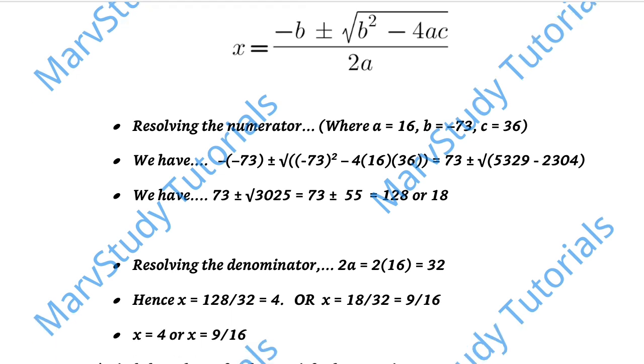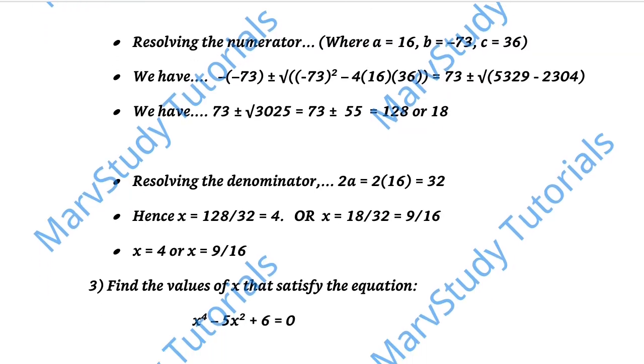Then we're going to take the last question, another way in which a function could be said to be quadratic-like. And it goes like this. Find the values of x that satisfy the equation x to the power 4 minus 5x squared plus 6 equal to 0. So to solve this equation, we need to do some form of substitution to get a resemblance of a quadratic equation.